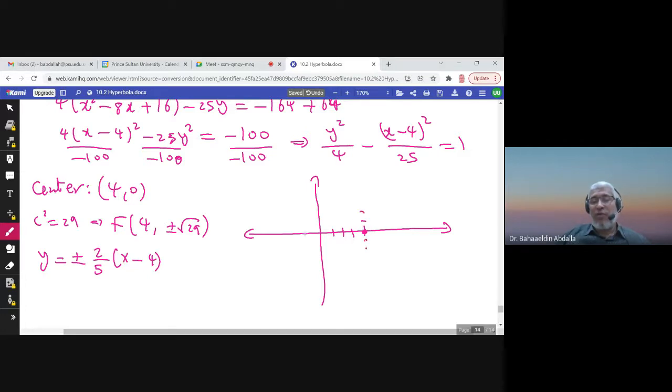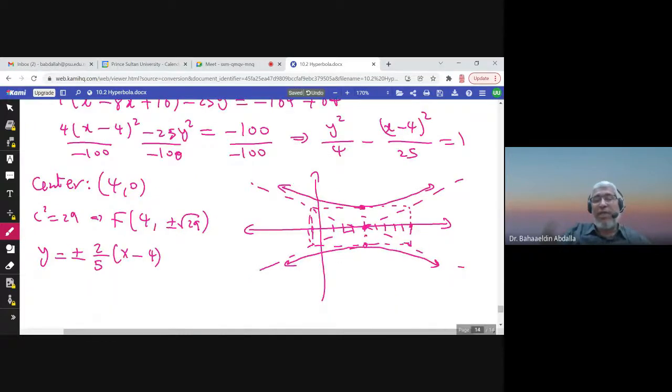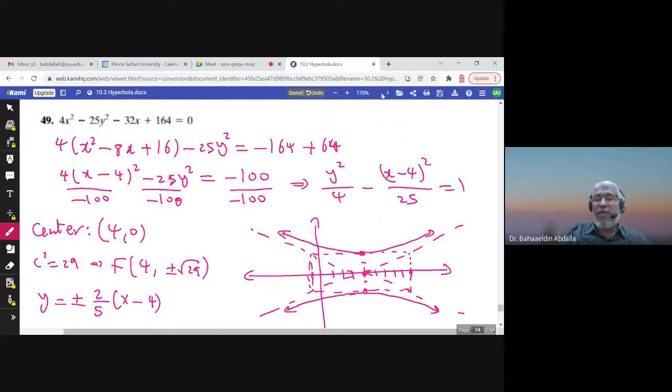Okay, so if you want, this is 4 and 0, go 2 units up, 2 units down, 5 units to the left, 5 units to the right, draw the fundamental rectangle, the asymptotes, and it is up. So this is the graph of the hyperbola. That's it. I hope you understand the hyperbola now and the difference between the hyperbola and the ellipse.